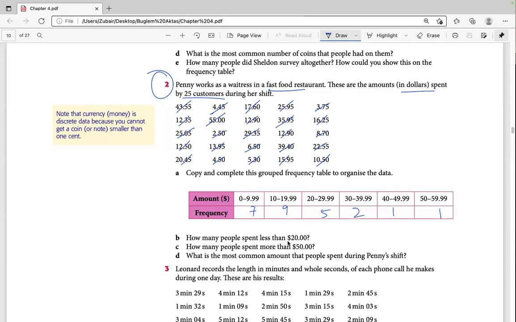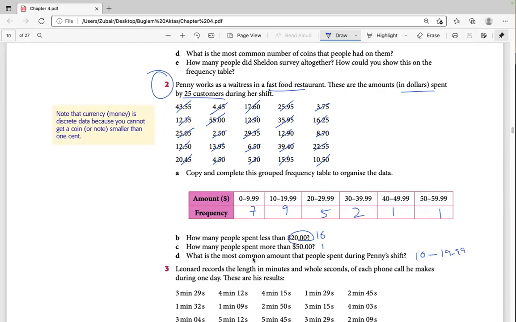How many people spent less than $20? 16. Very good. How many people spent more than 50? 1. 1. What is the most common amount that people spend during Penny's shift? 10. Very good, very good. 10. Because this was the question about the most frequent.